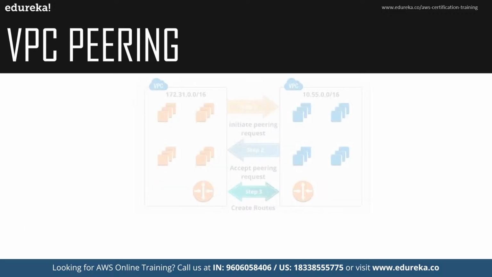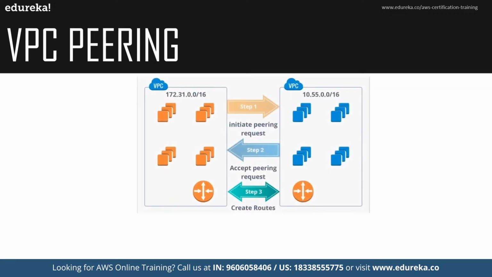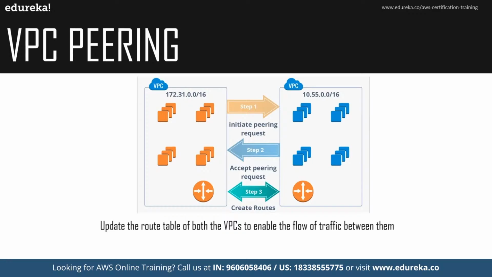Once this peering request has been accepted, we can create routes to connect the various instances between these two groups. Now we can update our route table once the peering request has been accepted. Update the route table of both the VPCs to enable the flow of traffic between them.